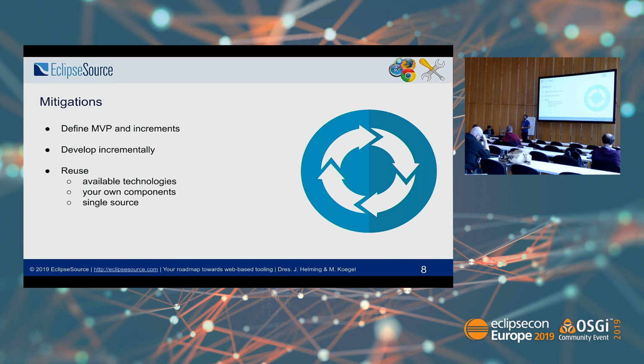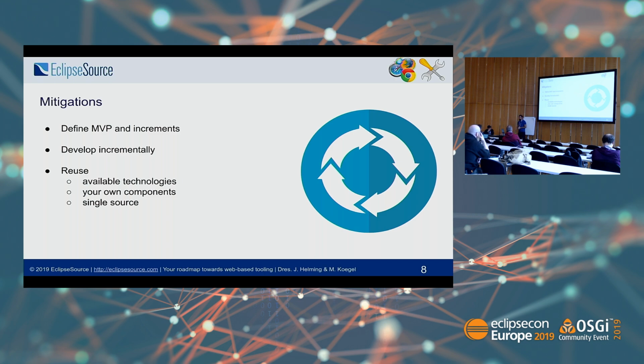And finally, if you find a good way to reuse, you will be able to single source. That means your web version and the desktop version share a lot of code, which will improve your maintenance situation a lot. Because if you fix a bug in the desktop tool, it automatically applies for the web-based tool and the other way around.